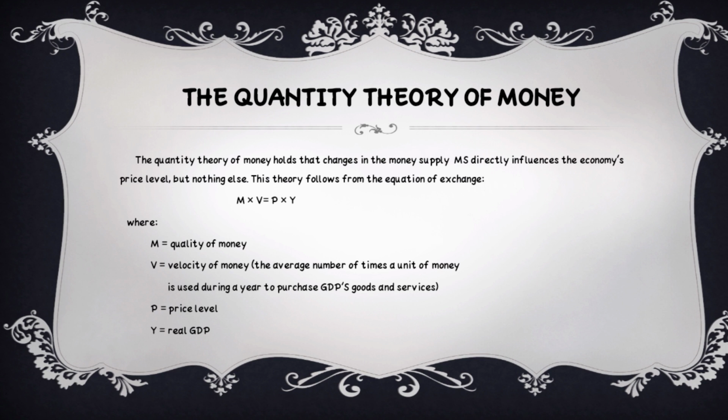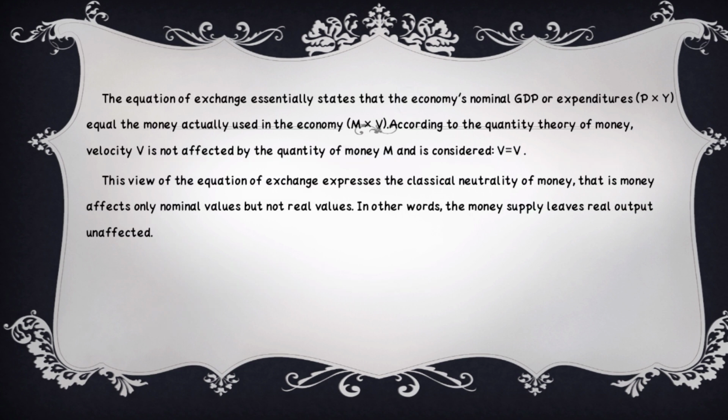It follows the equation: M stands for quantity of money, times velocity of money, the average number of times a unit of money is used during a year to purchase GDP in goods and services, equals price level times real GDP. The equation of exchange essentially states that the economy's nominal GDP or expenditures, P times Y, equals the money actually used in the economy, or M times V.